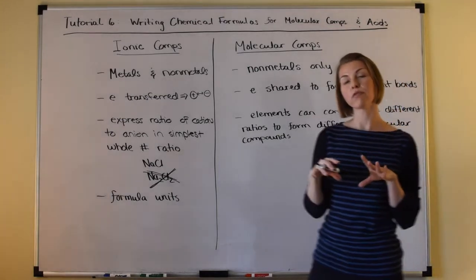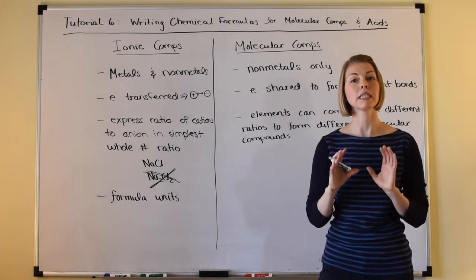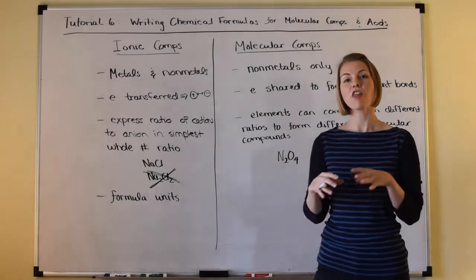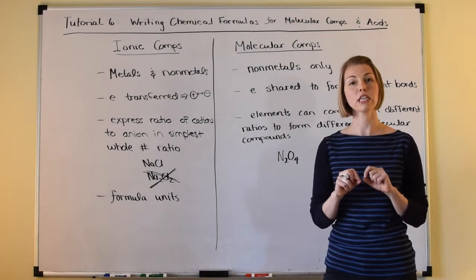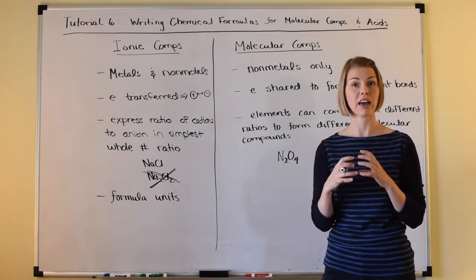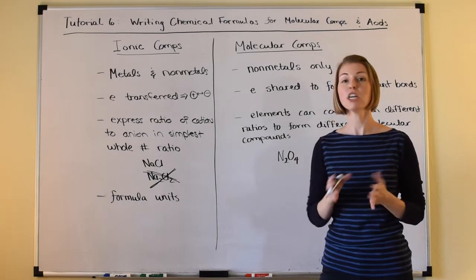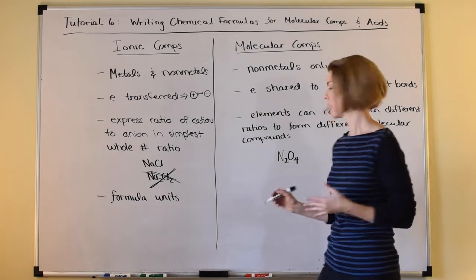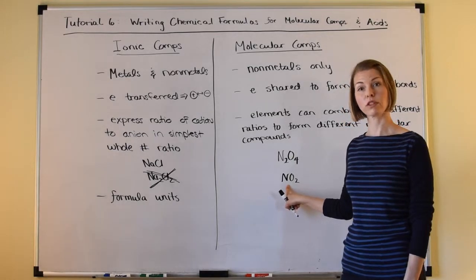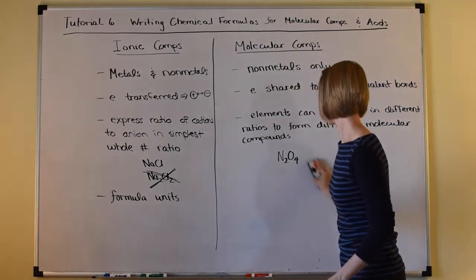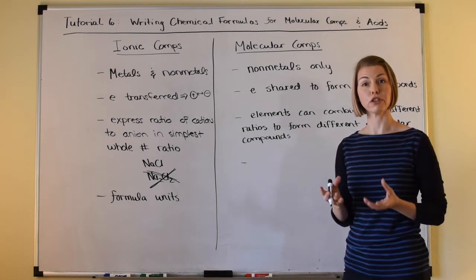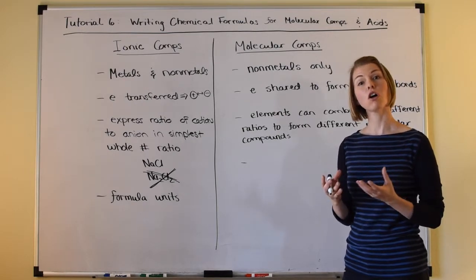And so your formula for a molecular compound doesn't need to be simplified. If it shows 2 nitrogens with 4 oxygens, that's because there are 2 nitrogen atoms covalently bound to 4 oxygen atoms. All 6 of those atoms are covalently bound together, and you want to reflect that in the formula. So you would never simplify that. If you simplified it to 1 to 2, you would be representing a completely different molecular compound. Okay, so no simplification here. And the formula for the simplest unit of a molecular compound is called a molecule.